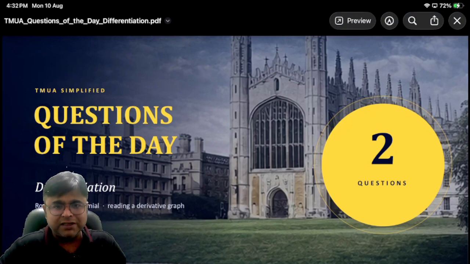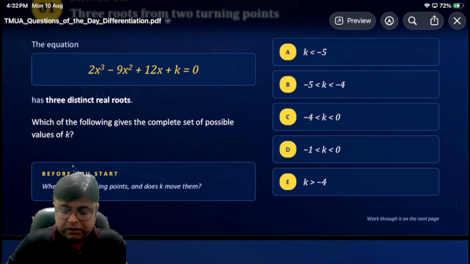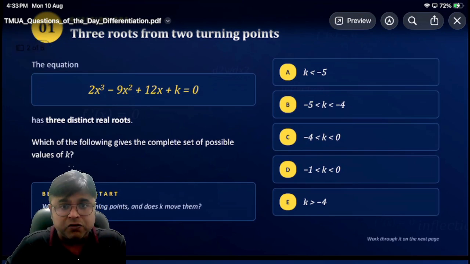So I brought two more questions, so let's do them. Now in this question, it's a very classic case of finding roots of a cubic through differentiation. That is what this question is all about. The equation is given, and it says that this equation has three distinct real roots. They're asking us to find the range of k for which it will have three distinct real roots.